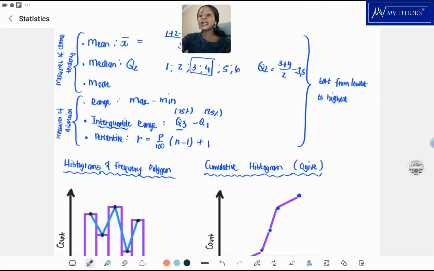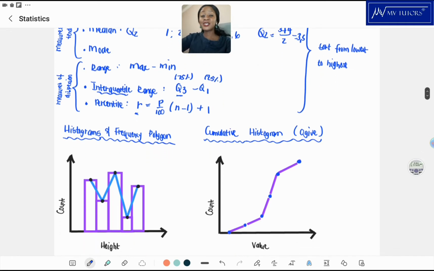So if you wanted to know where exactly is 10% on your data set, you would put 10 over 100, and N would be maybe you have 15 values in your data set. So you'd put 15 there, and then it would tell you where your 10% or percentile is. Okay, so you use R for ranking.